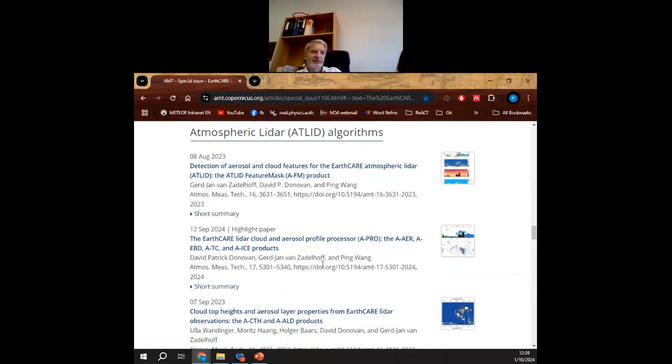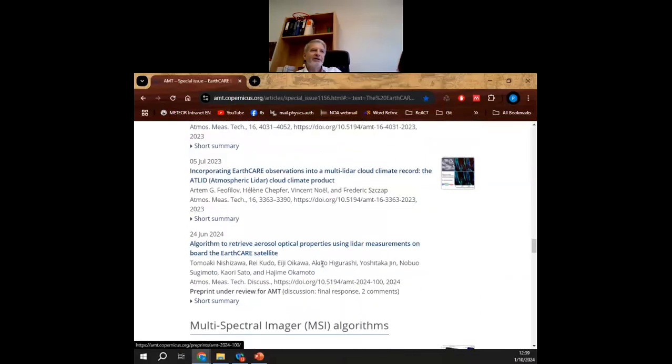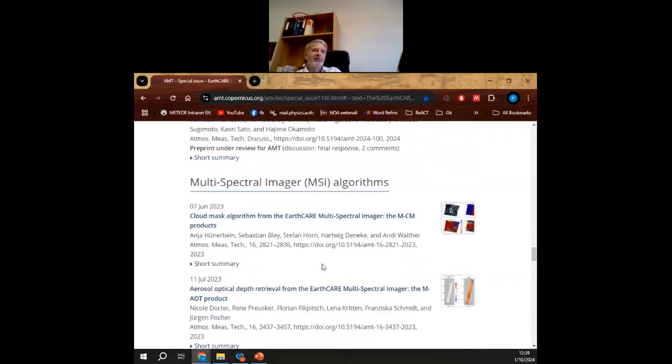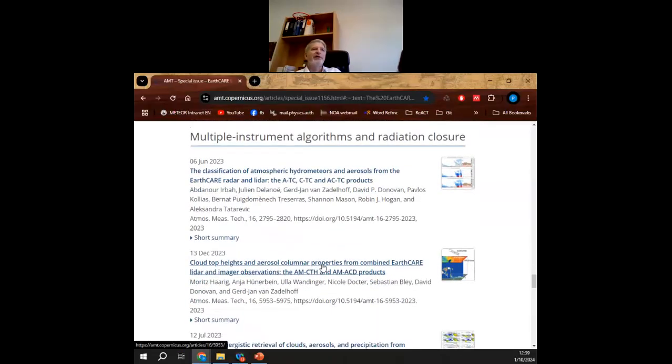Donovan and Tatarevic, as well as the multispectral imager, and then the multiple instrument algorithms in the radiative closure part. So all this is very, very well documented, and it was quite an effort to get all these papers together.